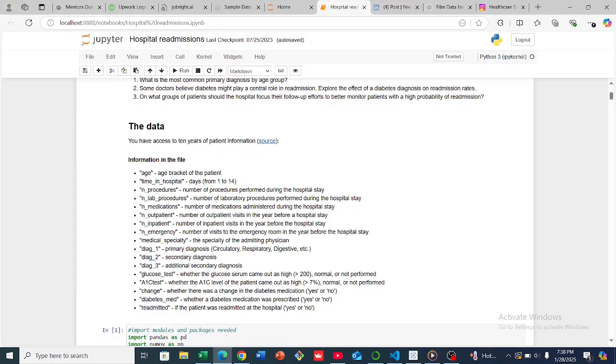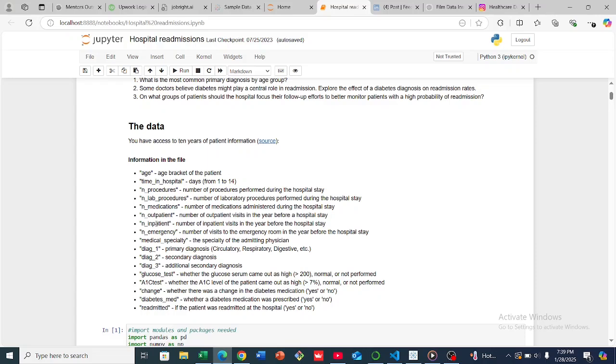We also have number of outpatients, that's the number of outpatient visits in the year before the hospital stay, that means before the patient was admitted. We also have number of inpatients, which signifies the number of inpatient visits in the year before the hospital stay. They also have emergency, how many times this patient has been brought to the emergency room. We have diagnosis: diagnosis 1 stands for the primary diagnosis, diagnosis 2 is for the secondary diagnosis, and diagnosis 3 is any additional secondary diagnosis.